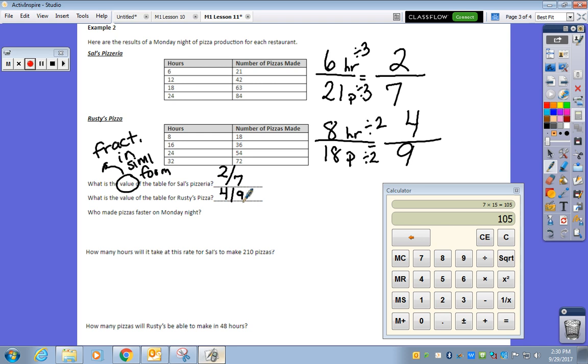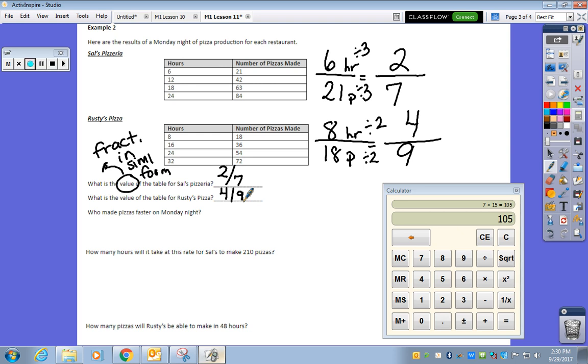Now notice what's interesting here is that our values are not talking about how much it is for 1. That's pretty much the values we've seen so far. So this is where it becomes a little bit different. These values do not have a 1 in them. So when it asks us who made pizzas faster on a Monday night, we can use information from the table because they do have a similar number.